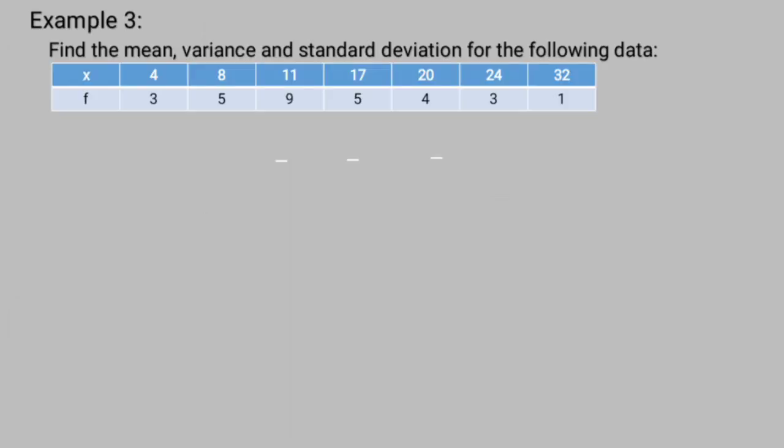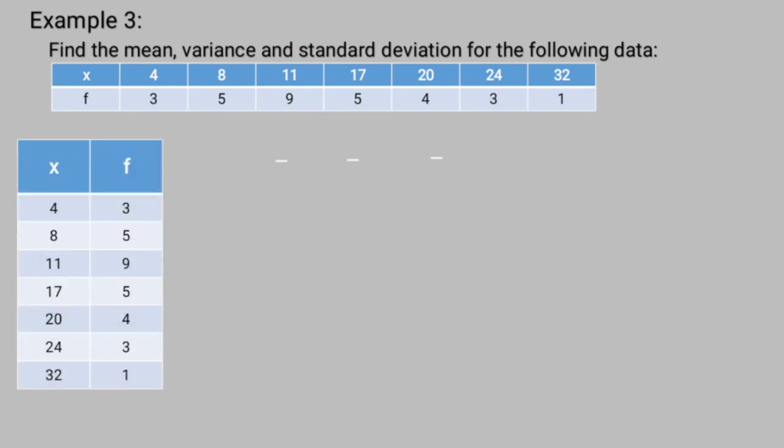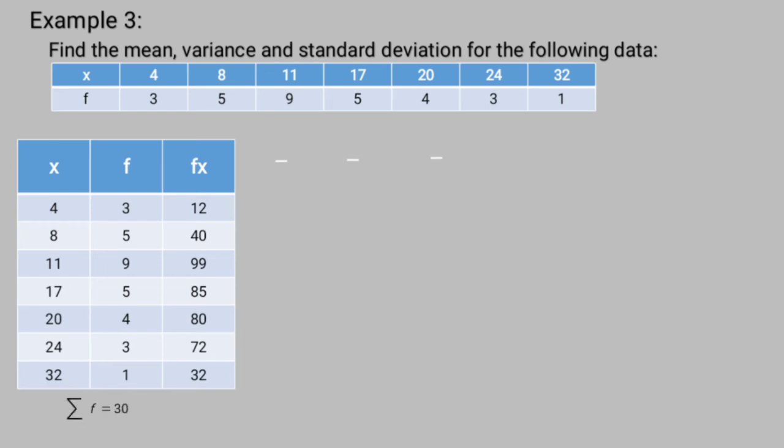Let us see an example for the mean, variance and standard deviation. Find the mean, variance and standard deviation for the following data. Here the data are given. Now I am going to find fx. First I am going to find the mean, so I use the direct method, where I multiply f into x. Here the values are too small, so I multiply f into x. We are going to find the sum of f now, that is sigma f. Sigma f is 30 and sigma fx is 420.